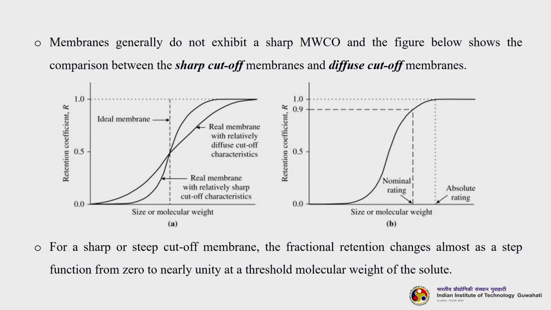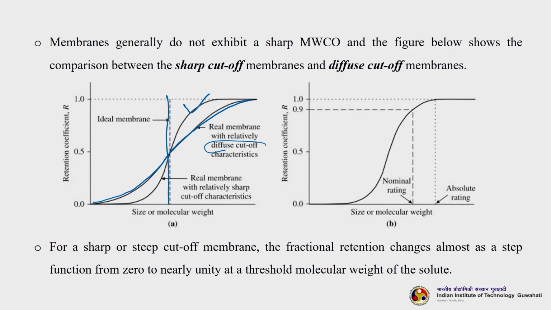A sharp cutoff is your ideal membrane, where retention versus molecular size is a straight line. However, real membranes have a relatively diffuse cutoff. This curve is with a diffuse cutoff, and the other curve is with a sharp cutoff. Usually, when we make a membrane, whether in the lab or at commercial scale, we aim for a sharp cutoff membrane, but it never happens because the membrane has a pore size distribution. Due to that, the cutoff becomes a diffuse cutoff.